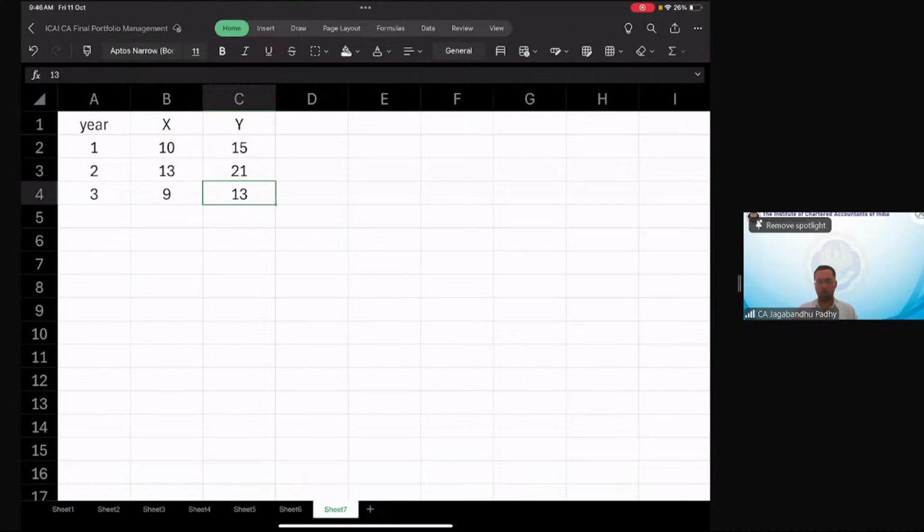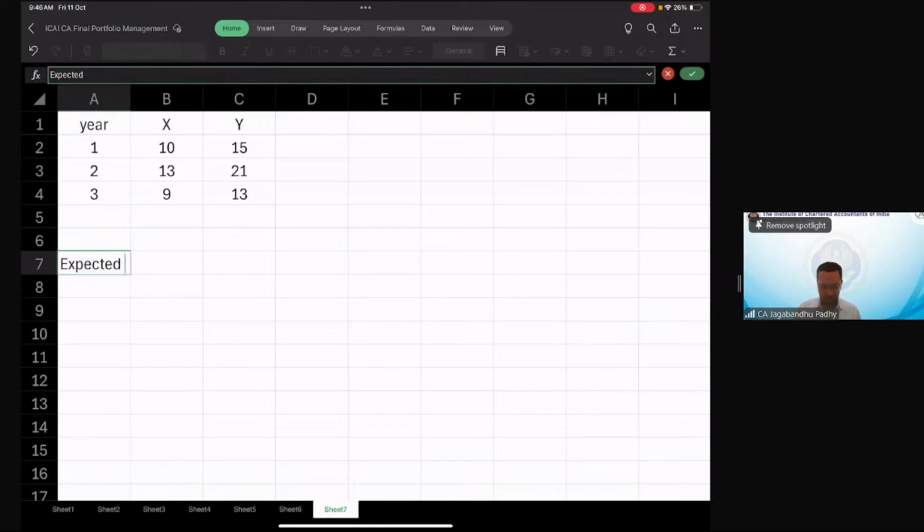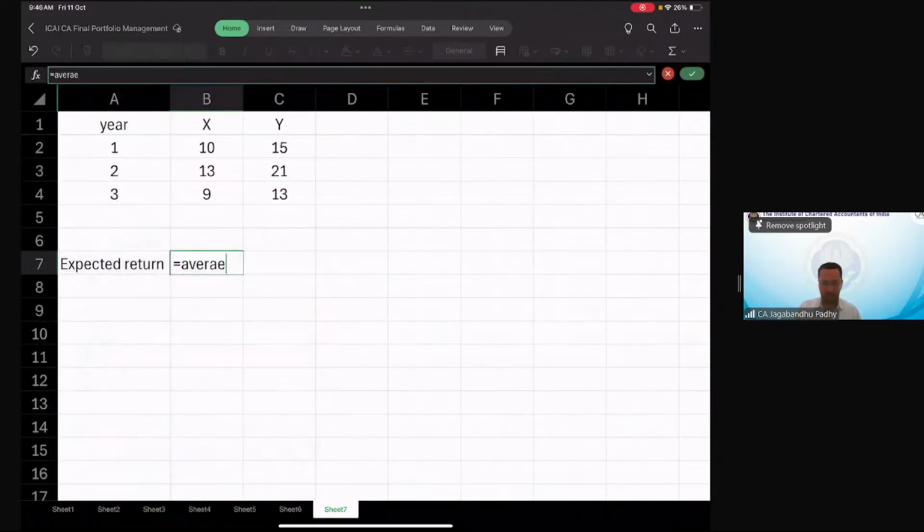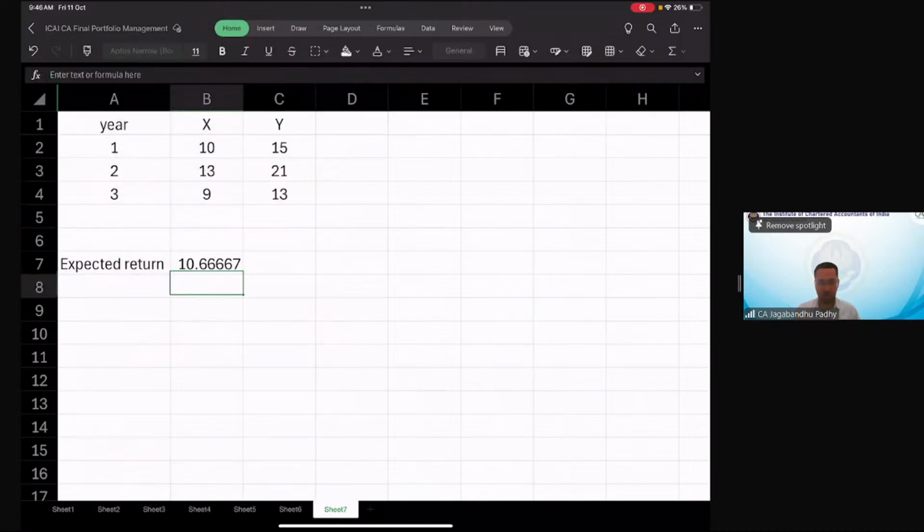Now again over here, if I want to say what is the expected return, we can just say what's the expected return for X. We can simply take an average of it. We can take an average of this and this.